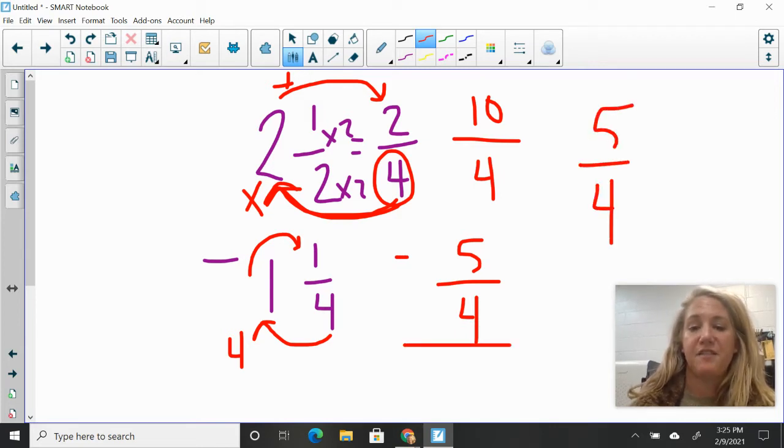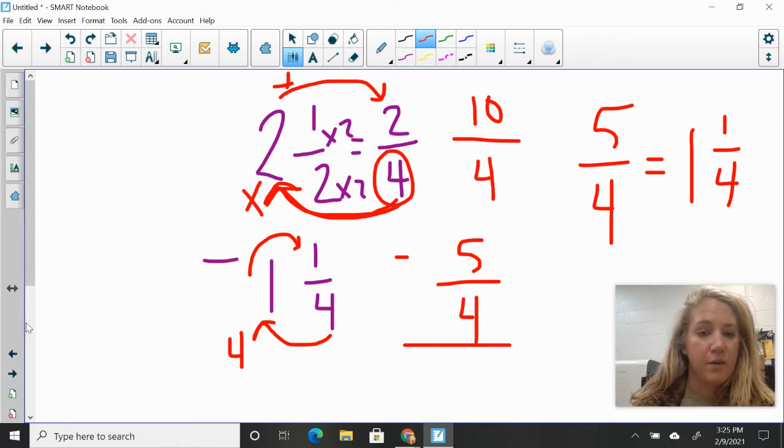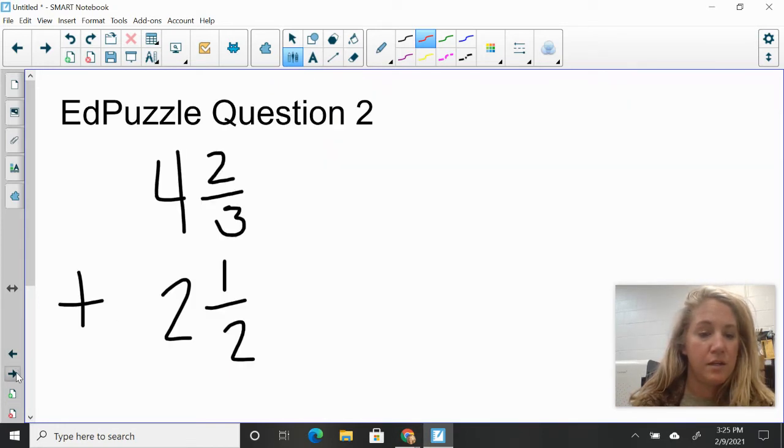And when I subtract, I end up with 5/4. But I have to take 5/4 and turn that back into a mixed number. And so I know that 4 can go into 5 one whole time, and that would leave me with 1/4 left over. Okay, let's go ahead to the next one. And if you need to pause at any time, go ahead and pause. This next one is 4 2/3 plus 2 1/2.